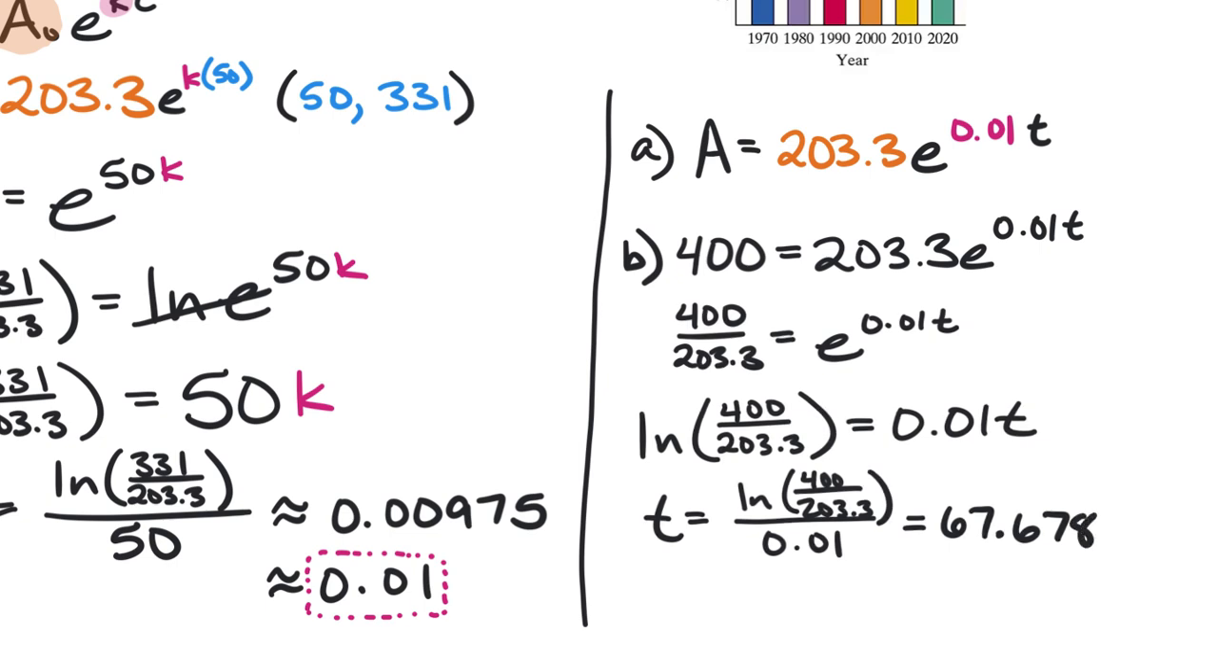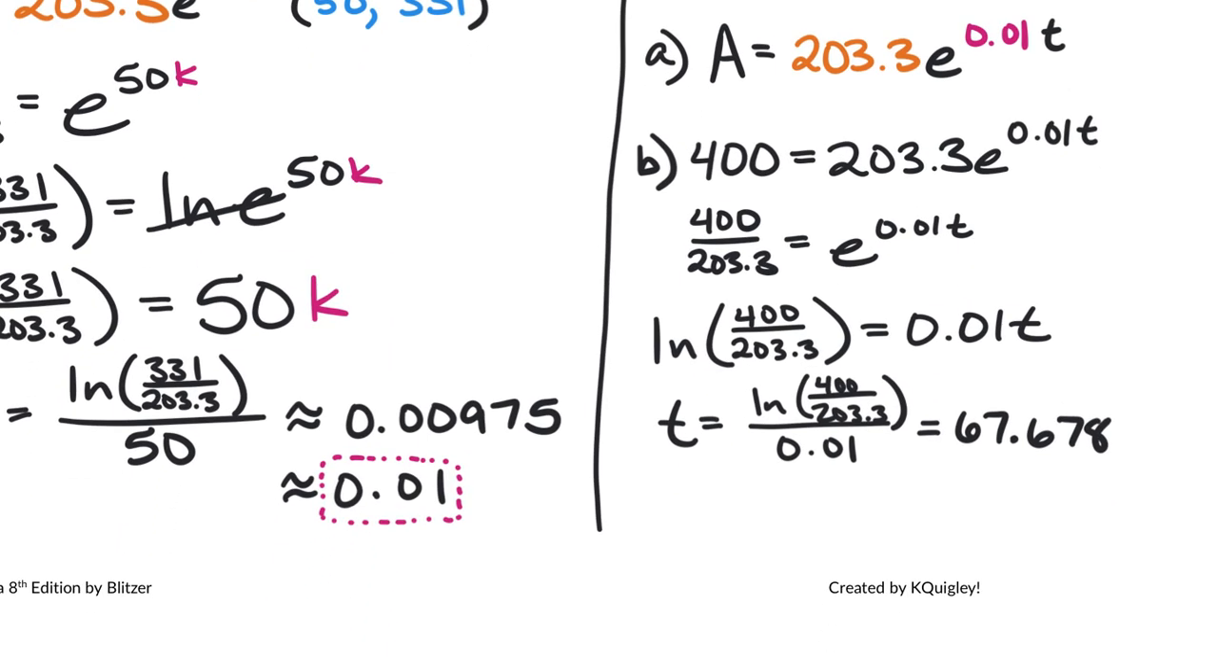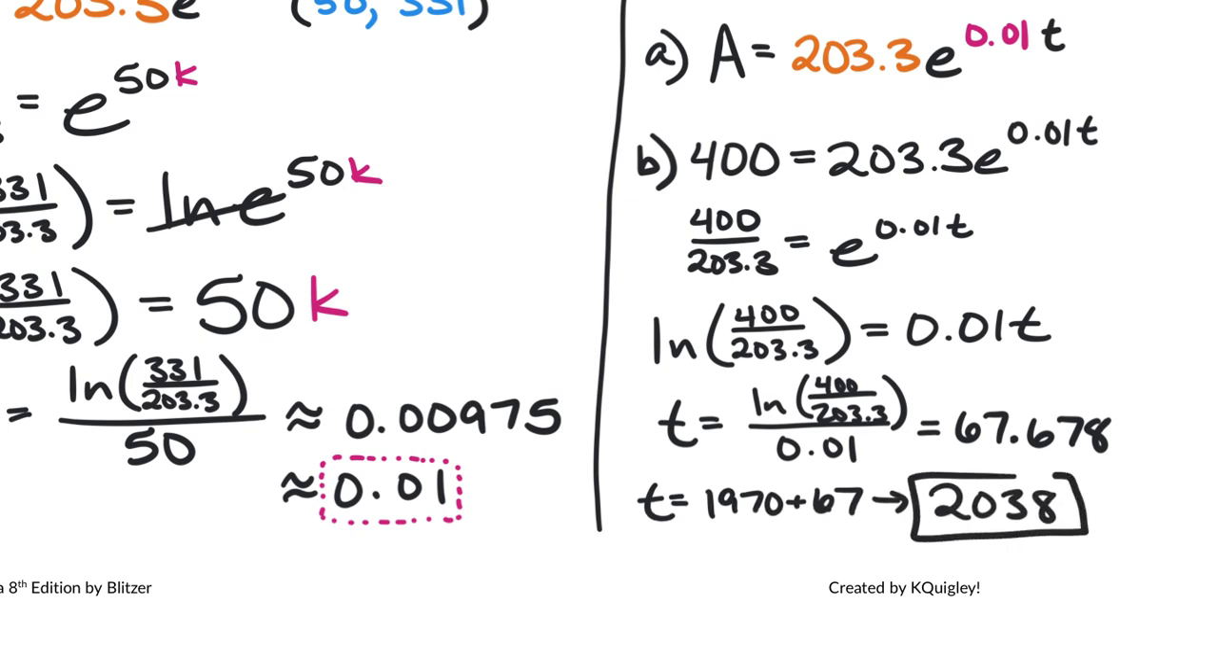Now, the question was, and this is going to be another point with these real world questions, make sure you're actually answering the question. It doesn't say how many years after. It says by which year will the U.S. population reach 400 million. So time being 67 means that it's 67 years after 1970. So our year is going to be 1970 plus this 67 years that we know have passed. So it is the year 2038. That's the year that we think the U.S. population will reach 400 million people.